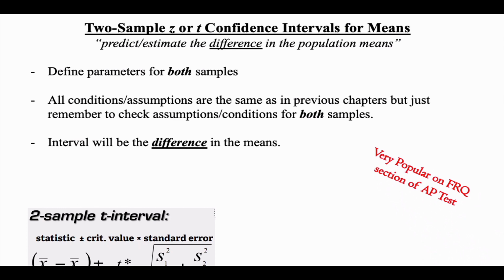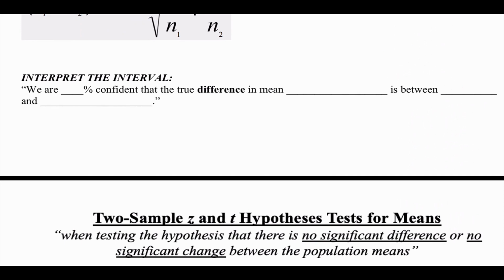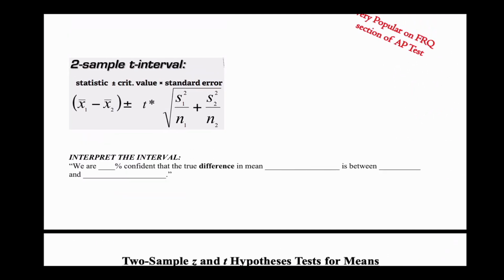Okay, define parameters. We've done that before. That's not anything new. All conditions or assumptions are the same as in the previous chapters, chapter 7, chapter 8, chapter 9. But just remember, we have to do 3 columns, one for each sample. The interval will always be the difference. So the conclusion, there's always going to be the word difference in there because that's what they are. They're differences. Okay.